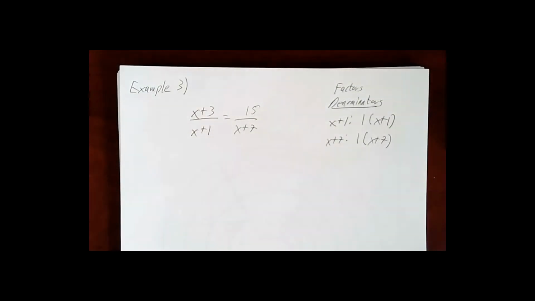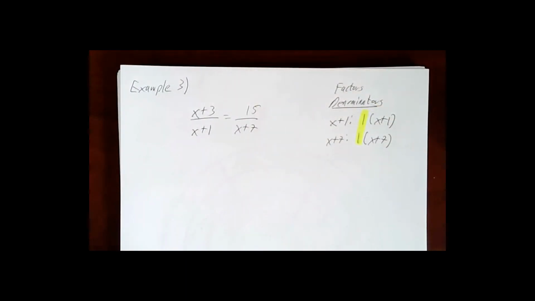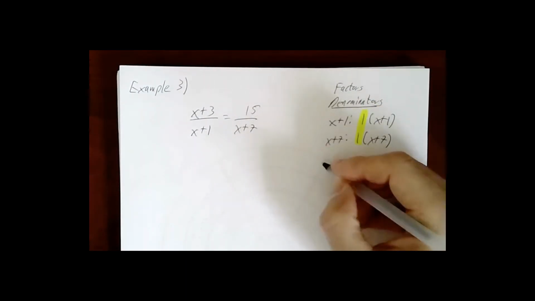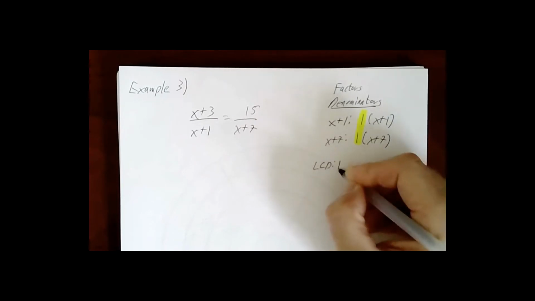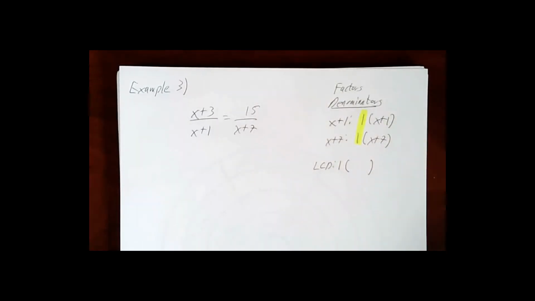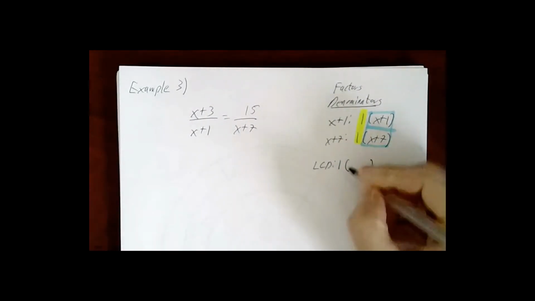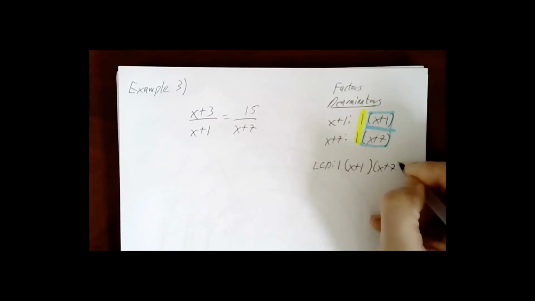And then from here, ladies and gentlemen, I find my lowest common denominator is going to be what they have in common, in this case 1. So the LCD is going to be 1 times whatever's left over. They have these left over, and they're individual. They're not together. So x plus 1 times x plus 7, and that's what I have left over.